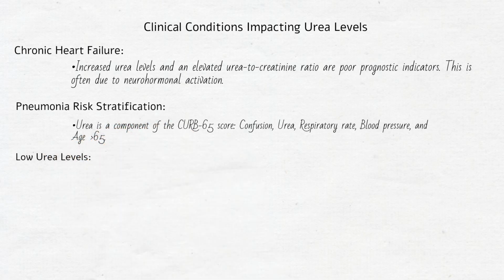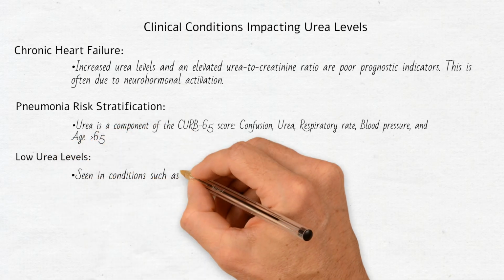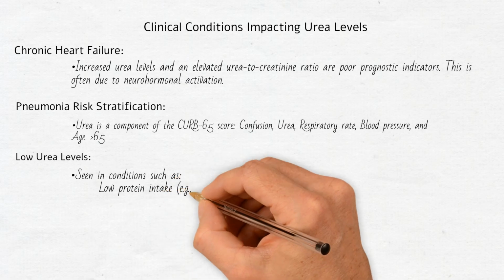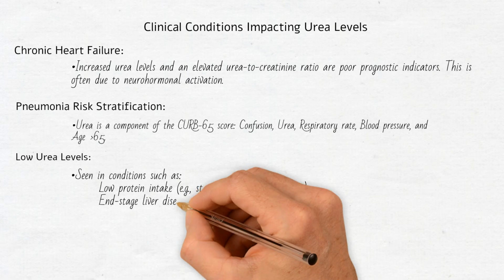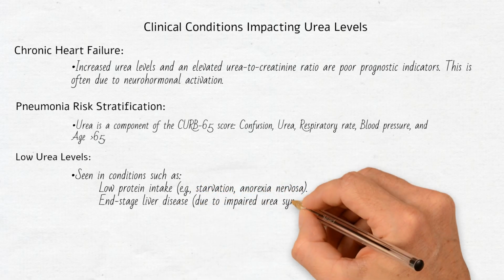Low urea levels. Seen in conditions such as low protein intake, as in starvation, anorexia nervosa. End-stage liver disease, due to impaired urea synthesis.